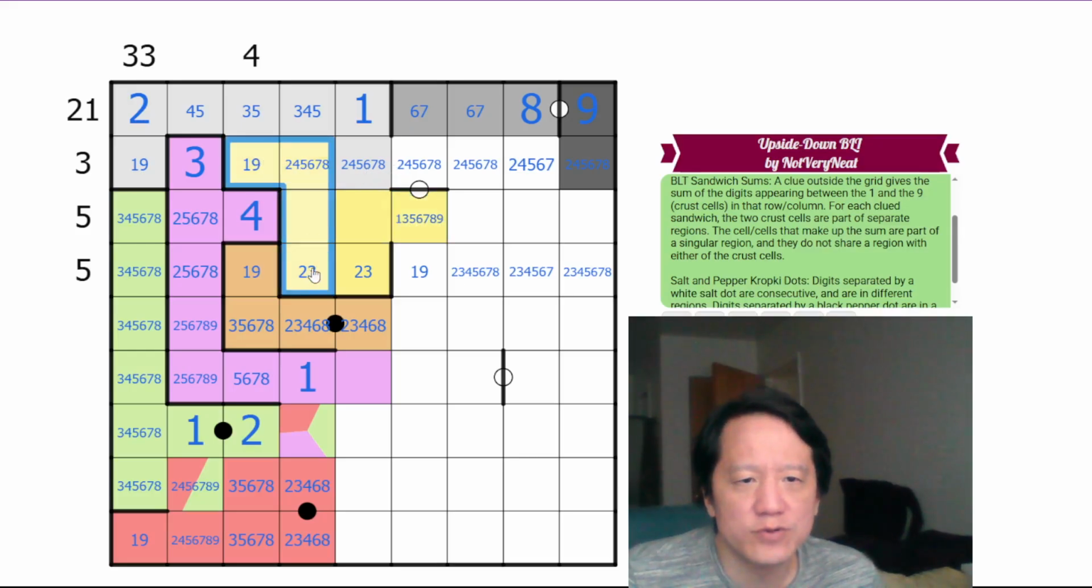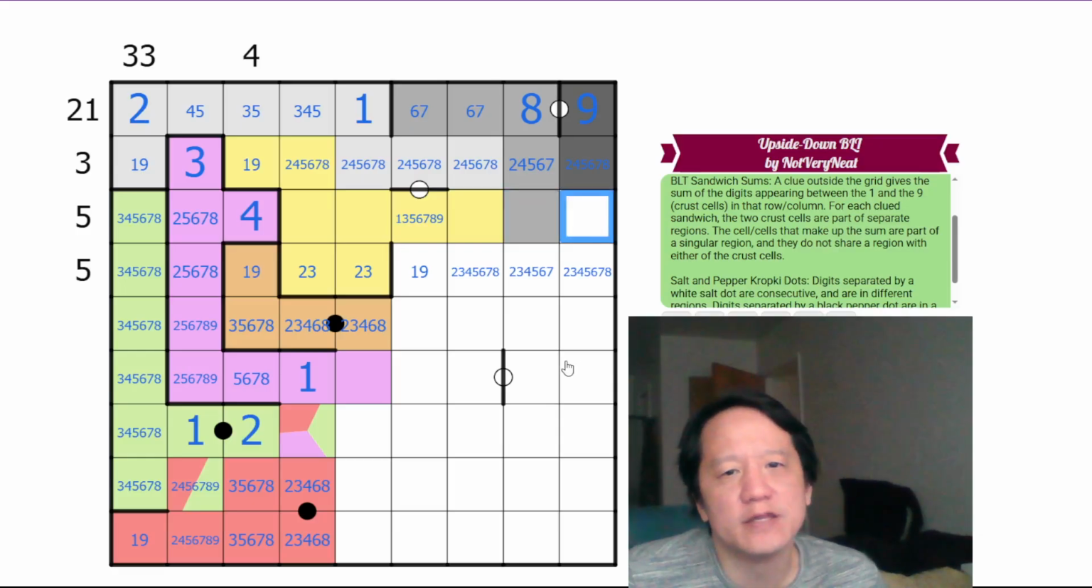So 1, 2, 3, 4, 5, 6, 7, 8. This has to be a different region because it can't go there. We have 1, 2, 3, 4, 5, 6, 7, 8, 9. So that would be light. Medium would have to go out that way. And then we could have 1, 9, 5, and 1, 9, and that could work.